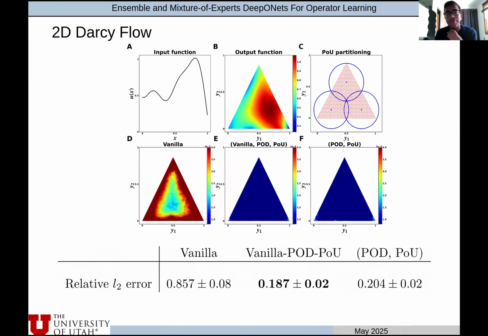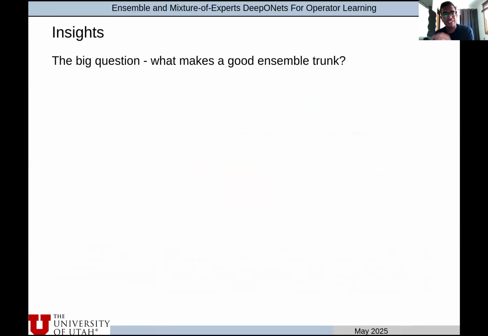In fact, here I believe it was less accurate than the vanilla DeepONet. And that was a strong insight that we had in the paper, that overparameterization not only most of the time does not help, not only most of the time is not the best, but also sometimes it hurts in certain problems. So this was the 2D Darcy flow example.